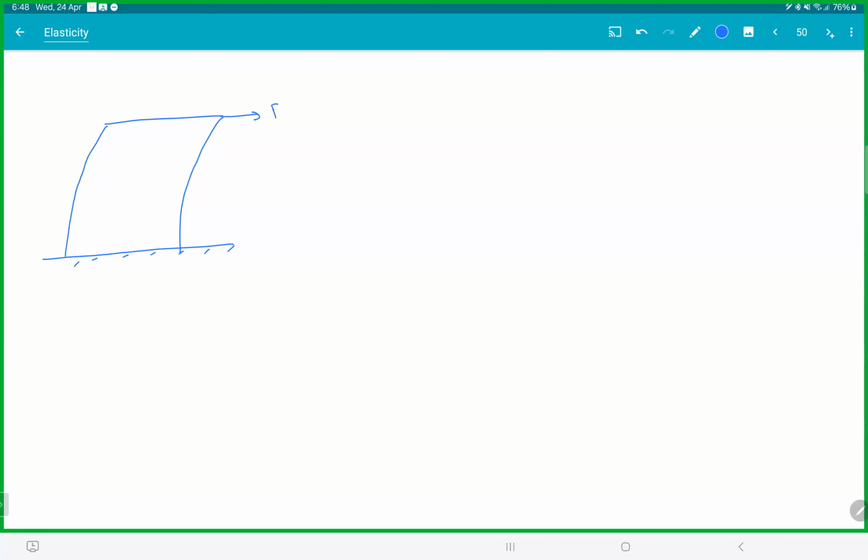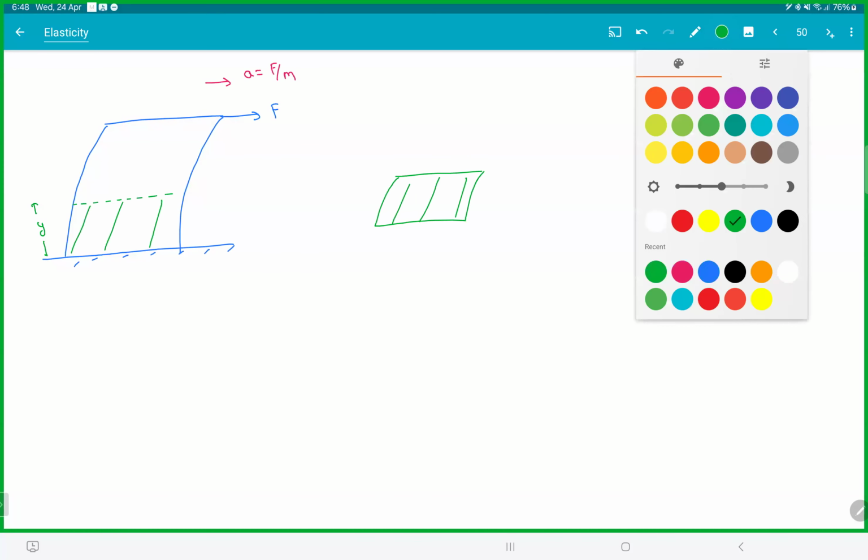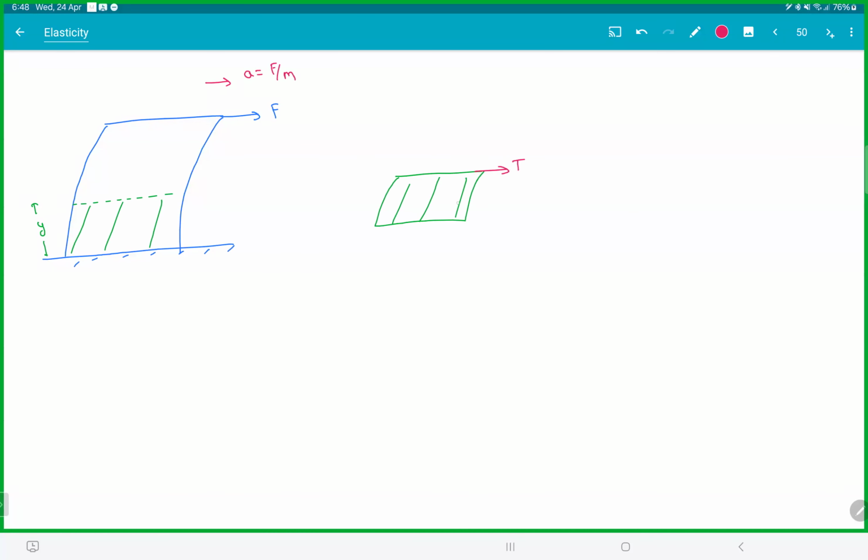So first of all, when you're applying force F, this will have an acceleration F by M. If you take a small region here, up to height Y, so for this region, the tension is T, mass will be M by L into Y. Acceleration will be the same. So tension will be M by L, Y into A. A is F by M, so Fy by L.